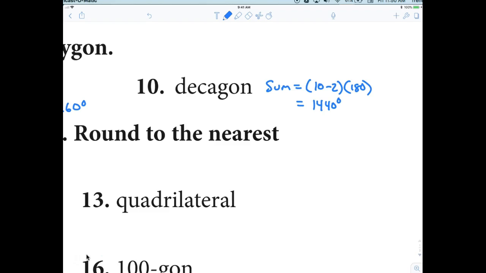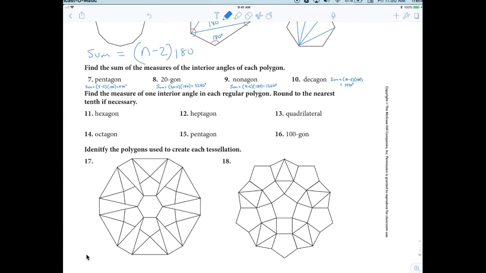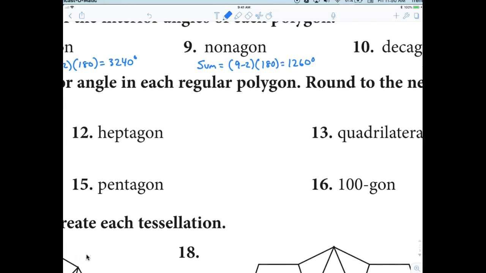All right. Any questions with that? All right. Now, I want everybody to highlight the word regular. Can anybody tell me what they think a regular polygon looks like? Somebody take a guess if you don't know. Julian. 4 sides. Regular does not mean 4 sides.